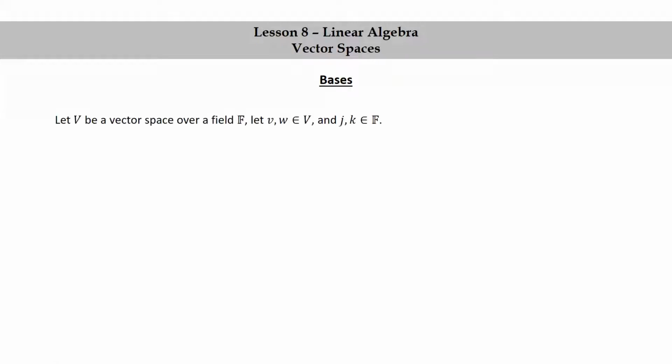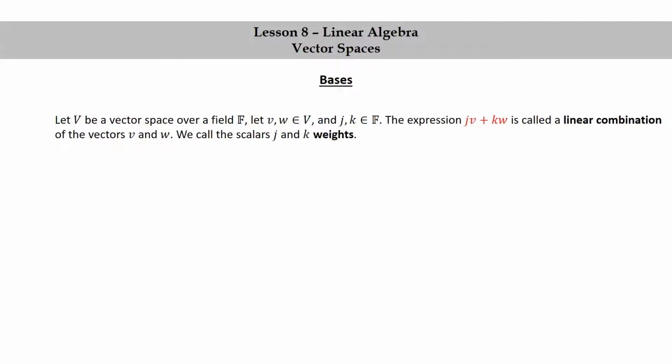Bases. Let V be a vector space over a field F. Let little v and w be in V, and j, k in F. The expression jv plus kw is called a linear combination of the vectors v and w. We call the scalars j and k weights.